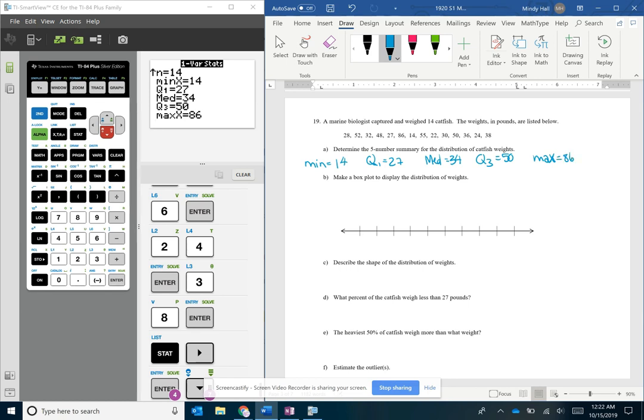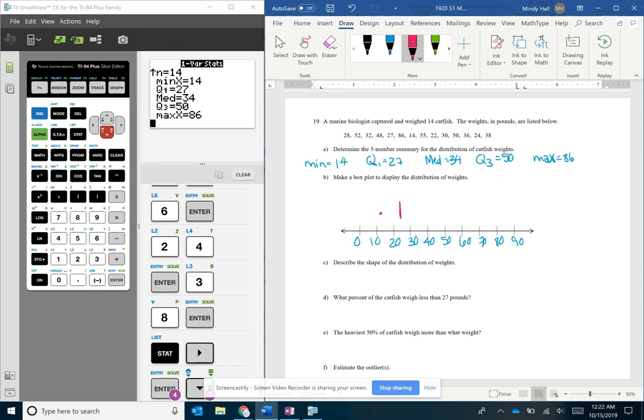So because we want to draw a box plot, we're going to have to be able to go from 14 to 86. So I'm thinking 10, 20, 30, 40, 50, 60, 70, 80. Perfect. So we're going to have 0, 10, 20, 30, 40, 50, 60, 70, 80, 90. So in order to draw this box plot, you are just estimating. 14 is my minimum. So I'm going to put a dot. Then my Q1 is 27. So I'm going to come, and this time I'm going to draw a line because this is a part of my box.